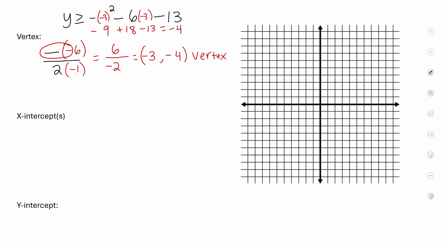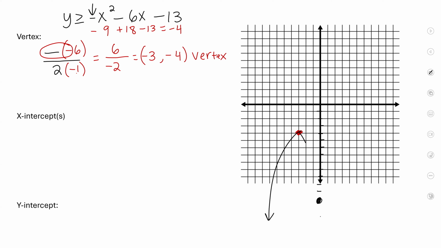So I'll go ahead and plot that right here. Is my graph going to face up or down? Yes, it's going to face down. Why is it going to face down? Yes, your A value is negative. You guys have this negative in the very front. So I know it's going to face down, and my y-intercept is -13. 1, 2, 3, 4, 5, 6, 7, 8, 9, 10, 11, 12. It's going to be right here somewhere. So it's going to face down.